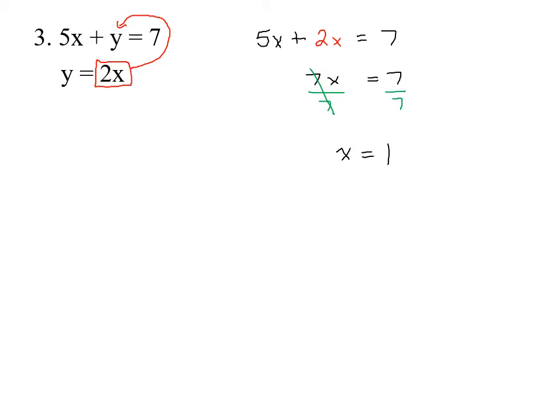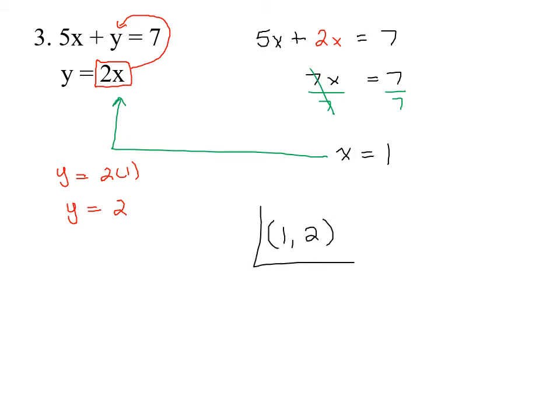That means I actually have a solution. So then I would take that 1, plug it back in over here, and say that y equals 2 times 1. So y equals 2. So my solution here is the point (1, 2). And really, when you're talking about a system, this is the point where those two lines intersect. It is an intersecting point.